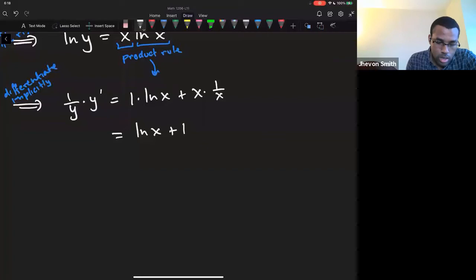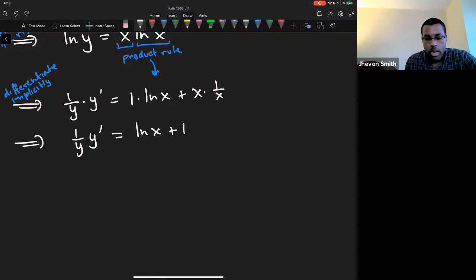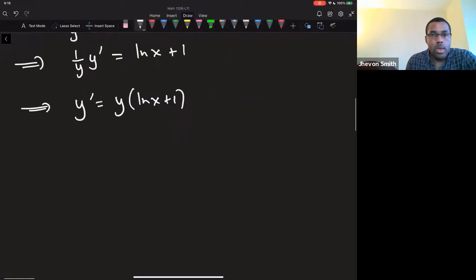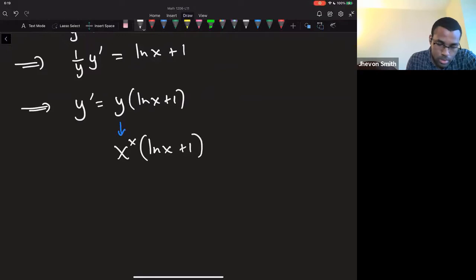And here I have 1 over y times y prime, or y prime over y. Now I do want to solve for y prime. So what I can do is multiply both sides by y. And that's our answer. But we do know what y is. y is x to the x. And so you get that your y prime is x to the x times ln x plus 1.